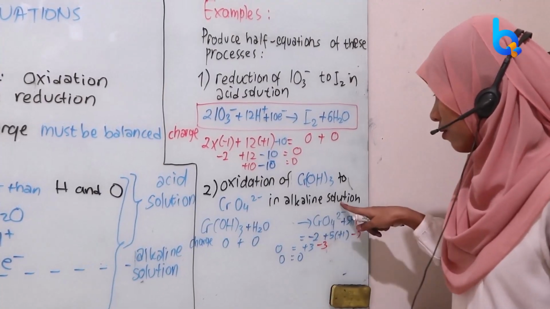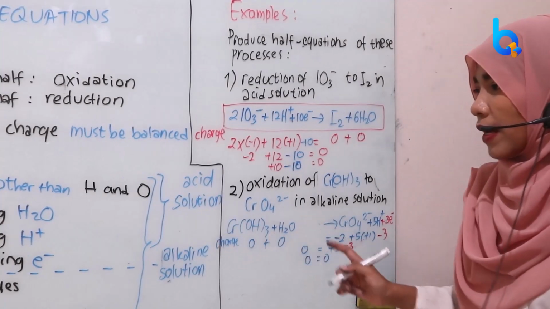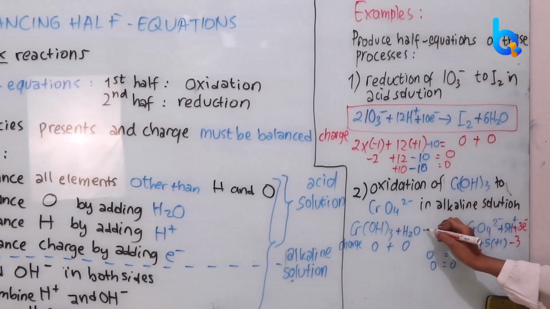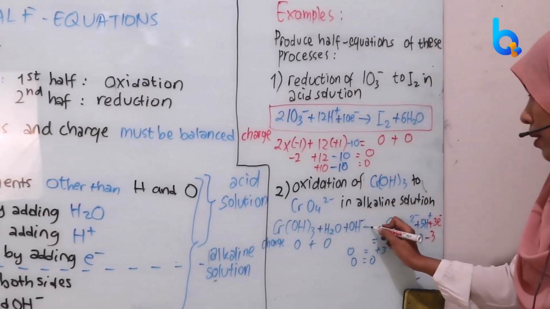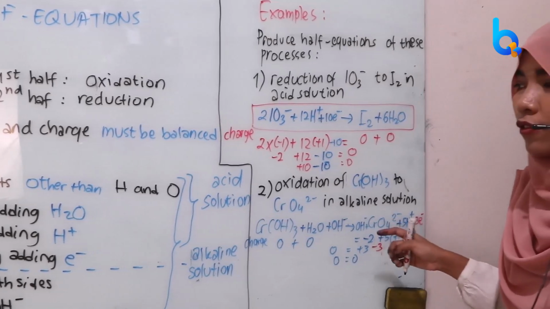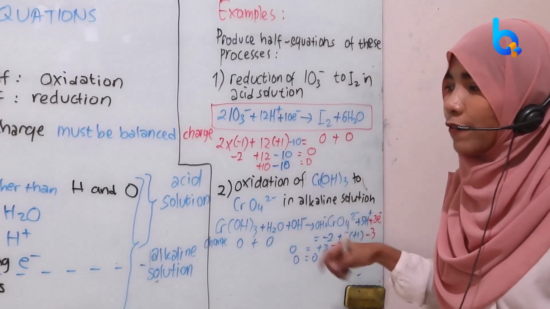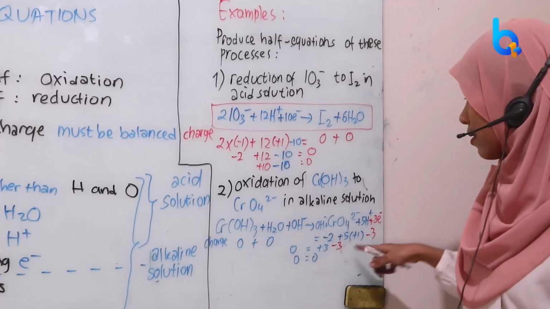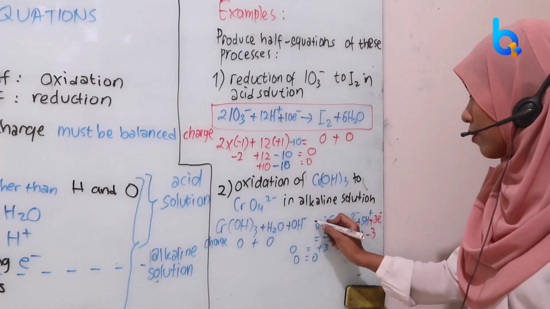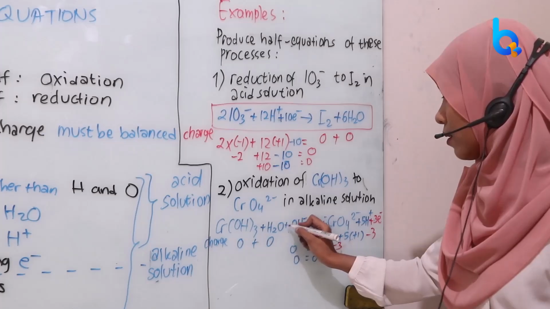Because this is alkaline solution, it means we have to continue the steps until number 7. Number 5, add OH minus in both sides. So we add OH minus. The number of OH minus must be the same as H plus, because in step 6 we have to combine H plus and OH minus. So we have 5 here, so the OH minus that we add is also 5. So the other one also must be 5.